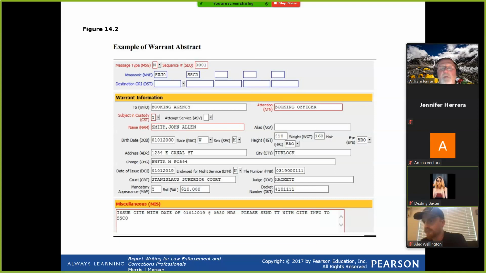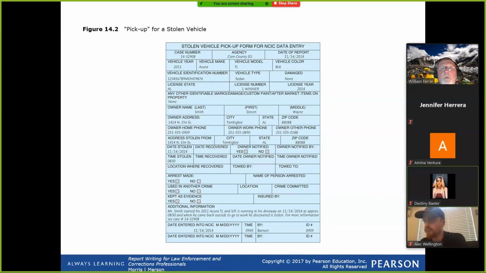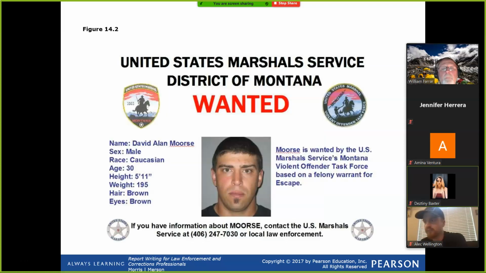Okay. Here's another example of what a warrant might look like. Again, enough factual information to be able to identify a person. Here's one for a vehicle. So not a person, but a vehicle. And this would be like a wanted bulletin.